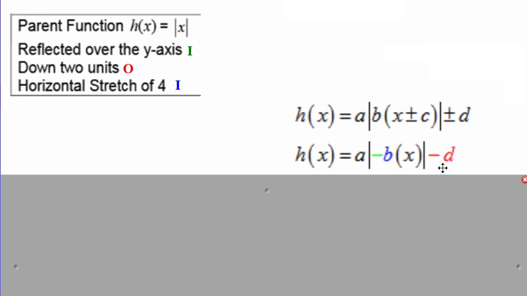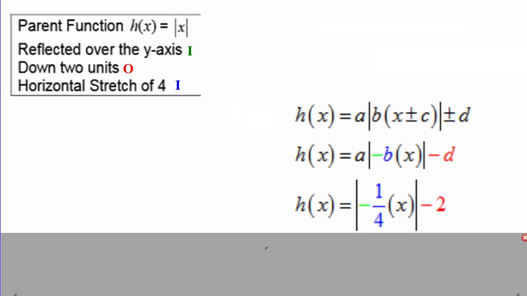So we already talked about how moving down 2 would be minus 2 at the end. We've got the reflection here, and again, input changes, horizontal movements, stretches, and shifts are the inverse of what they appear. So since it looks like we're stretching it by 4, you want to put a multiplier of 4. However, the inverse is what we need, so we need a multiplier of 1/4.